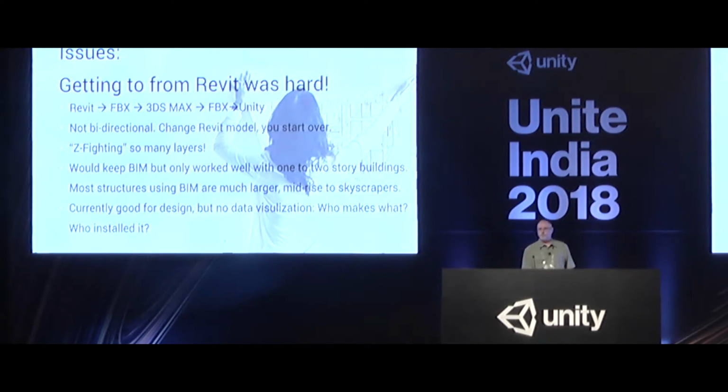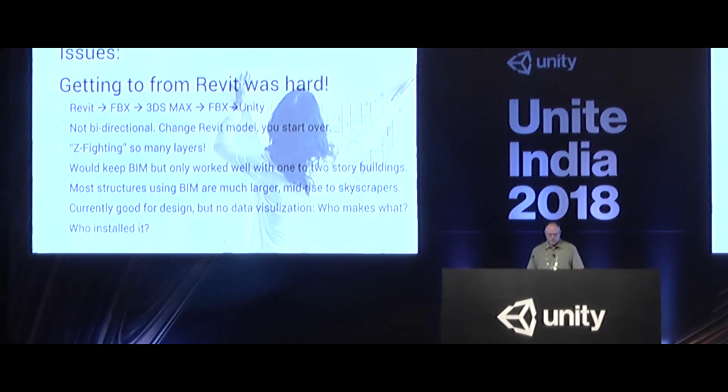And then the worst part is if the architect made a change in the Revit model, you had to start from scratch. There's no round-trip workflows. There's no way to preserve the data, the stuff that you've already done. So it was Revit to FBX, to 3ds Max, back to FBX, to then get that into Unity. A one-way street with no way to go back. No bidirectional. Z fighting, so many layers that I just mentioned. There's the wall, there's the wallpaper, all this stuff has to be represented in a BIM model, which we just don't care about in Unity.